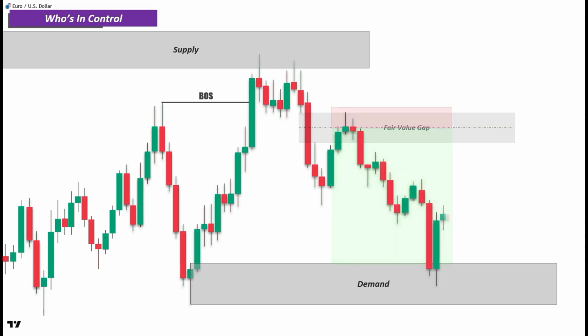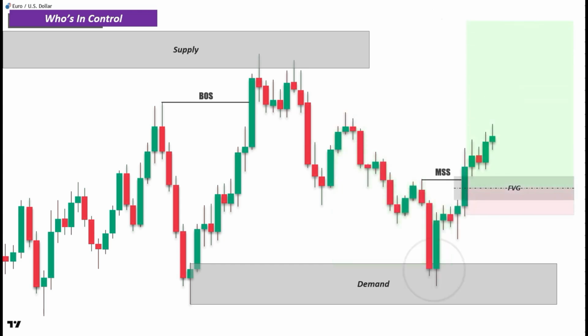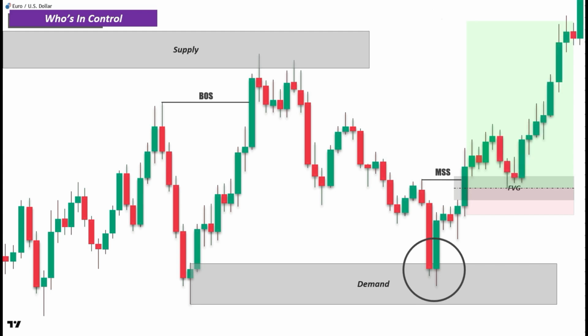Supply remains in control until price reaches a fresh demand zone and reacts upward. At that point, demand takes control, and we should stop looking for sell setups, even if what looks like a perfect entry appears. So, identifying who's in control always depends on how price reacts to unmitigated supply and demand zones.